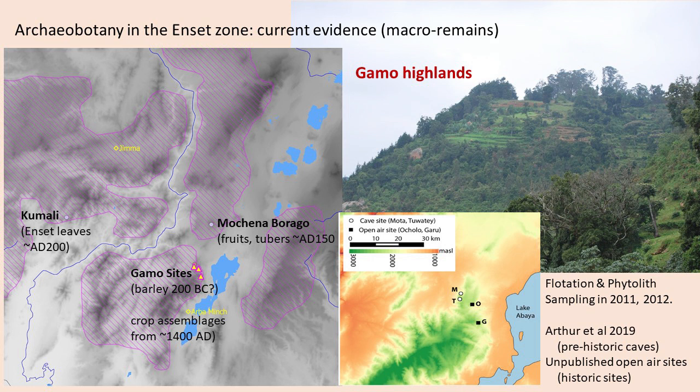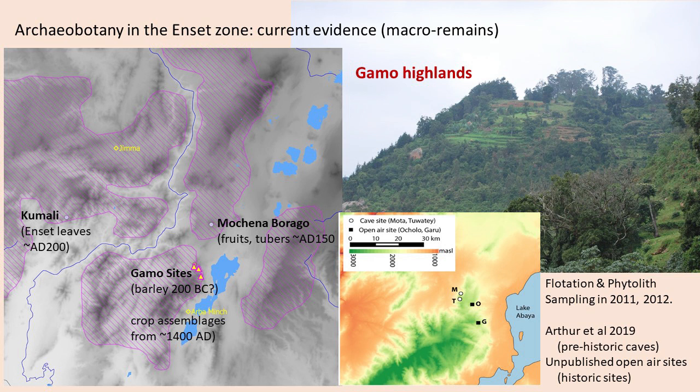Kamali apparently has good archaeobotanical preservation, but it was never properly studied, and that material is hidden away in a box somewhere in Ethiopia. But it had coffee, apparently, coffee seeds and leaves that are probably inset from the 2nd, 3rd, 4th century AD. 200 AD would be a kind of medium. And then we're going to look at the Gammo sites.